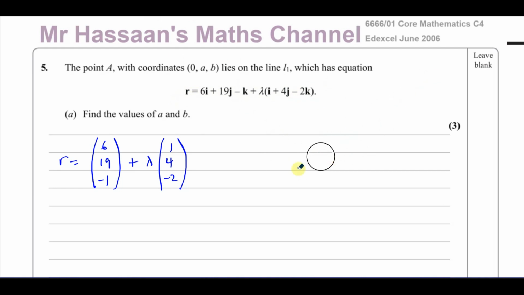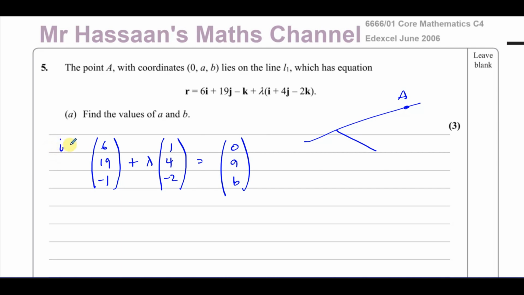So what we're told is that there is a point A, which has coordinates (0, a, b). So basically what we can say is that this will take us to the point (0, a, b) for a particular value of lambda. As I mentioned, you go to the line, then you go along the line. There's going to be a point somewhere, the point A, which has those coordinates, and there will be a value of lambda that takes us to this point. We've got to find what the coordinates of this point are. We're going to find what a and b are.